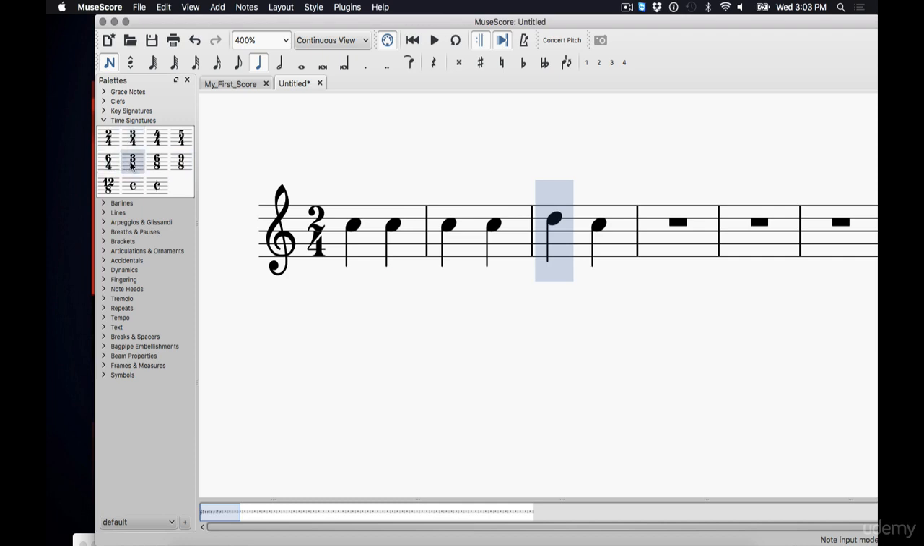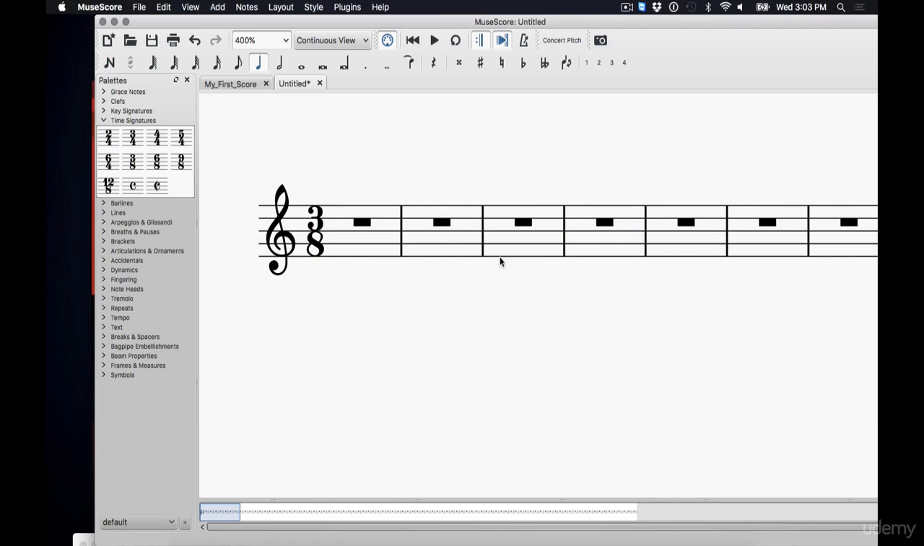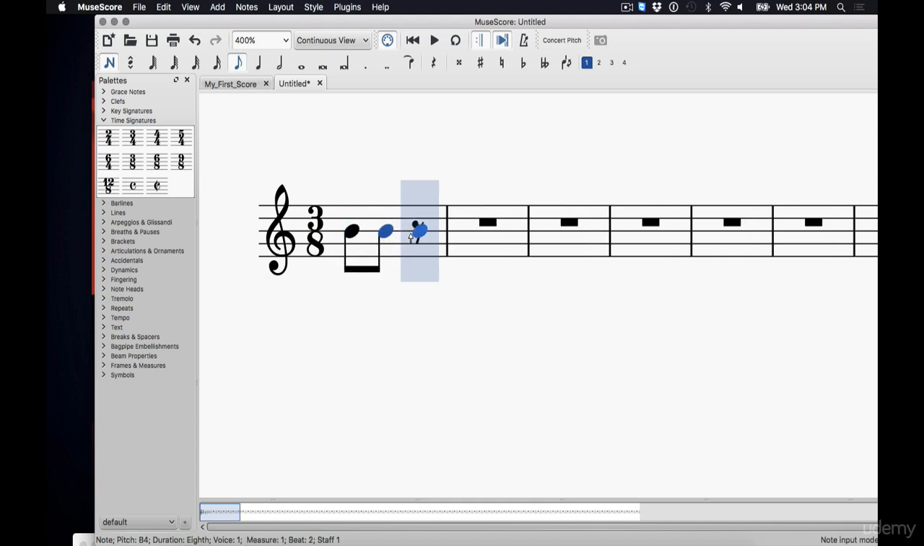Okay, now let's get a little weirder here. 3/8. Let me clean some of this stuff up. Okay, 3/8. What is that telling us? That means 3 eighth notes make up 1 measure. So if I go to eighth notes here and try to put some in this bar, I can put 3 of them in a bar, and that's it. So in this meter signature, or time signature, we can make 3 eighth notes in 1 bar.